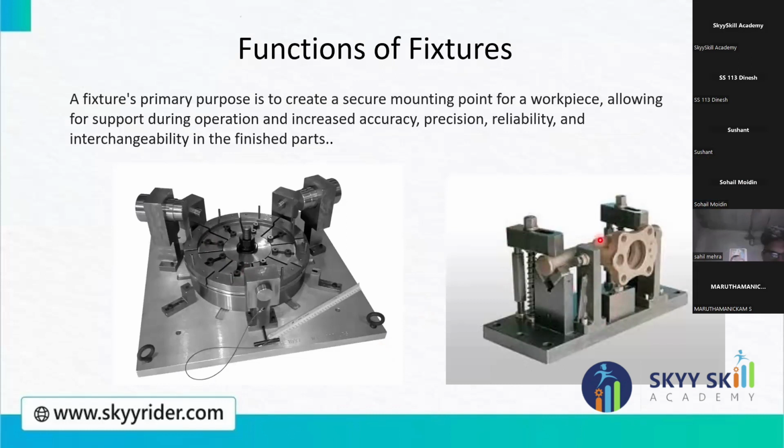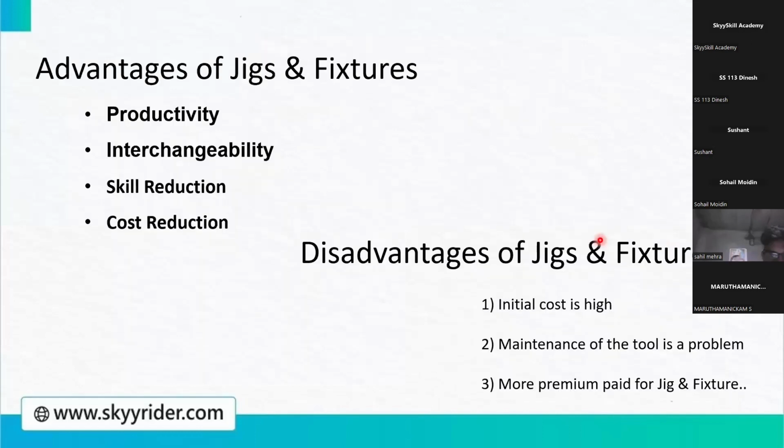So a fixture's primary purpose is to create a secure mounting point for the workpiece, allowing it support during operation and increasing accuracy, precision, reliability, and interchangeability in the finished parts. These terms are very important in the production process. Which are those? Accuracy, precision, reliability, and interchangeability. We'll discuss that a little bit. What are those, and why are they required for such kinds of production tools?